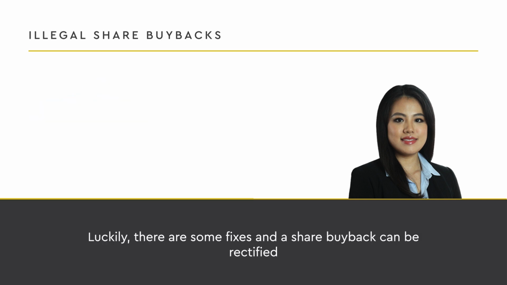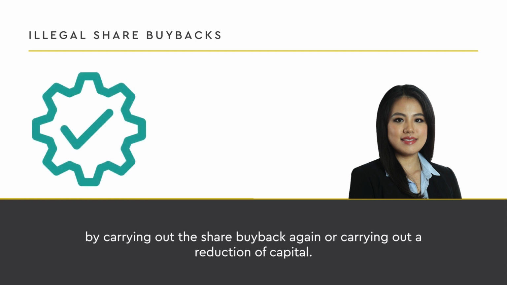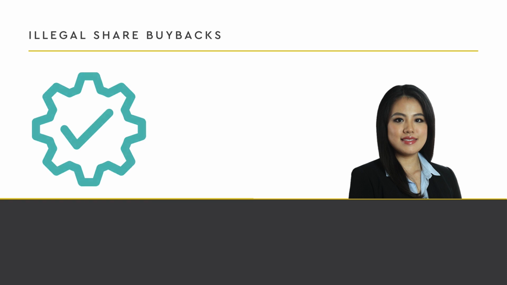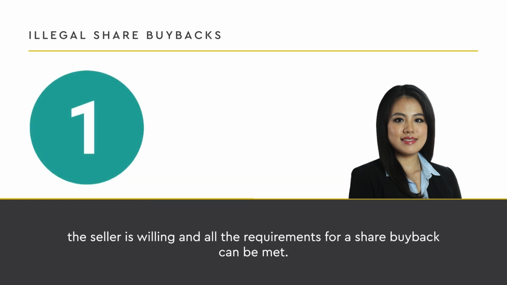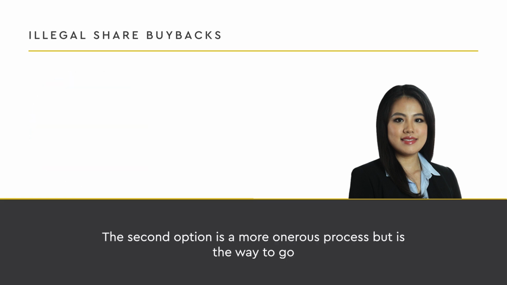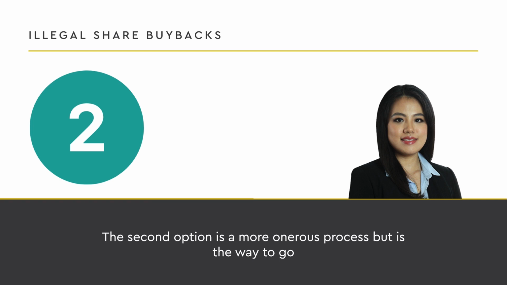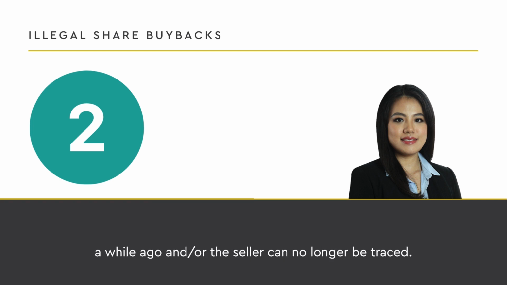Luckily, there are some fixes, and the share buyback can be rectified by carrying out the share buyback again or by carrying out a reduction of capital. The first option works best if the share buyback was relatively recent, the seller is willing, and all the requirements for a share buyback can be met. The second option is a more onerous process, but is the way to go if the share buyback was carried out a while ago and/or the seller can no longer be traced.